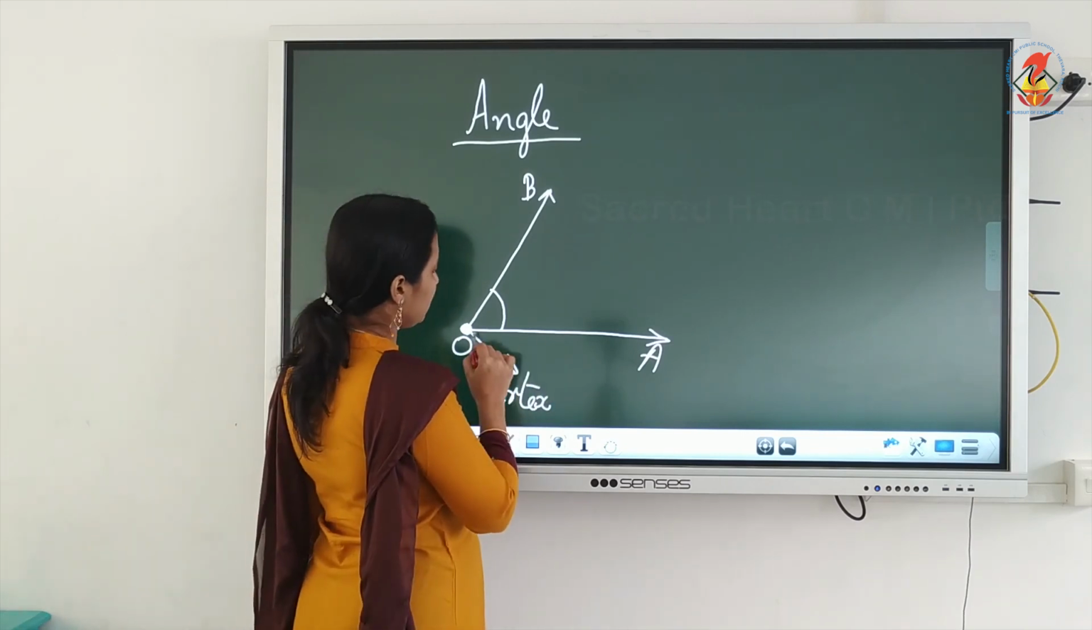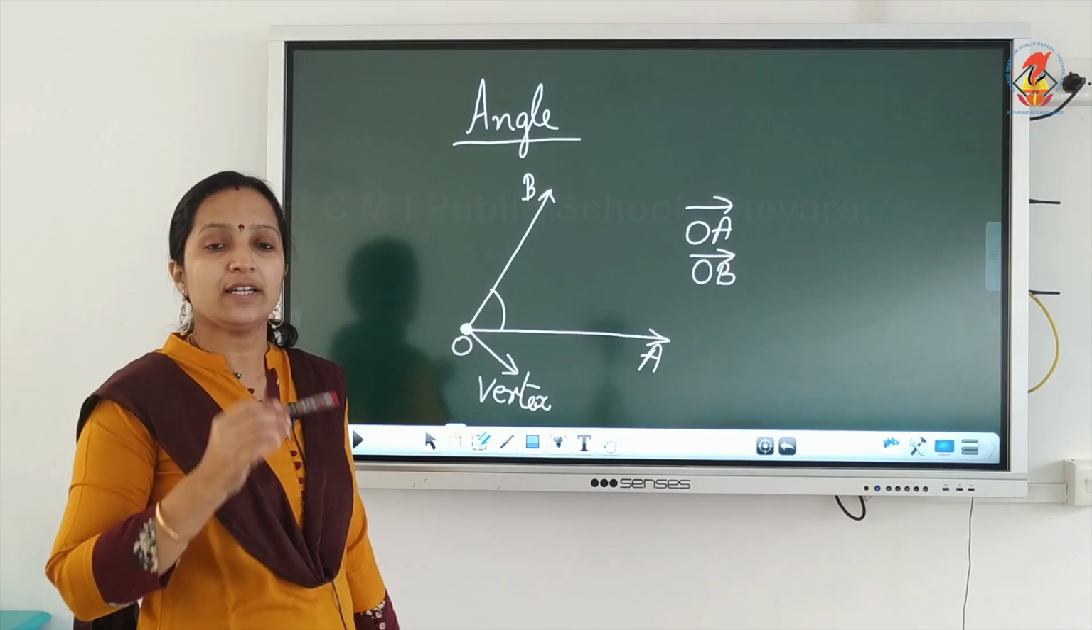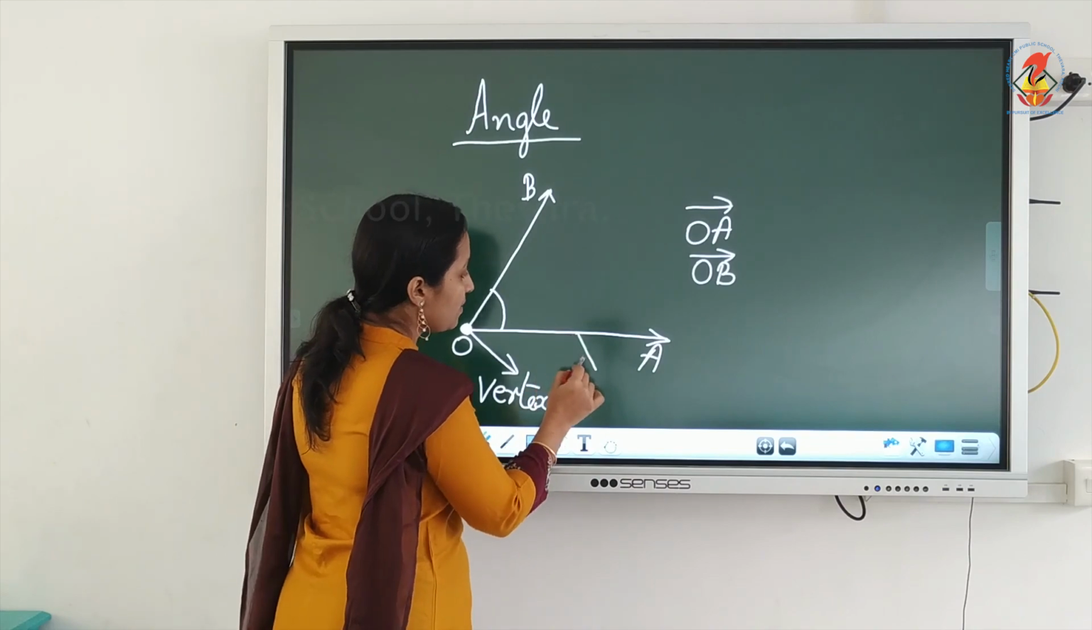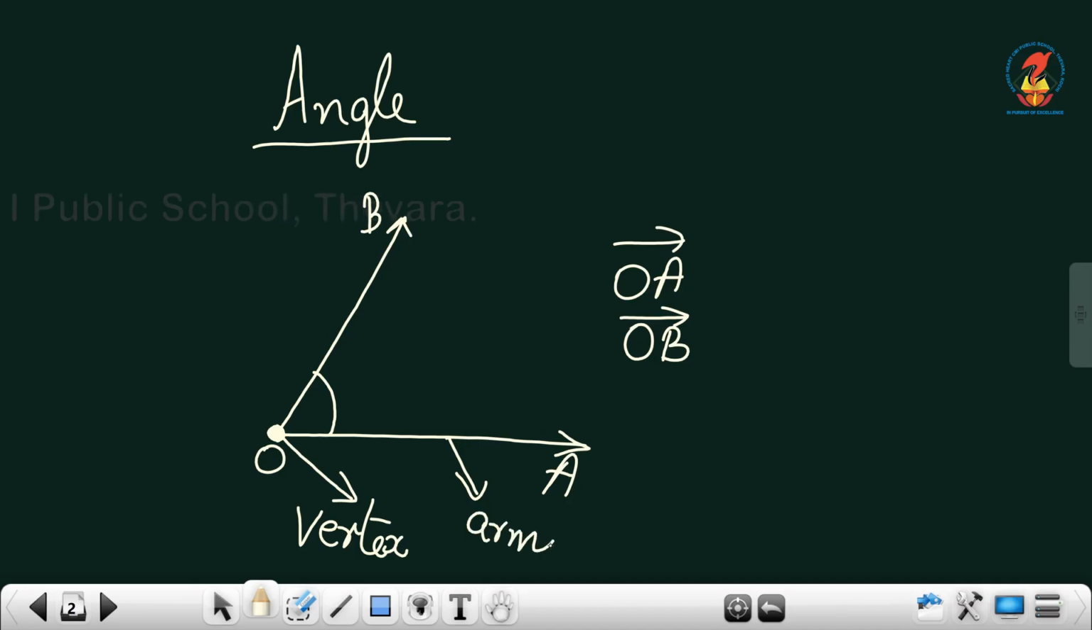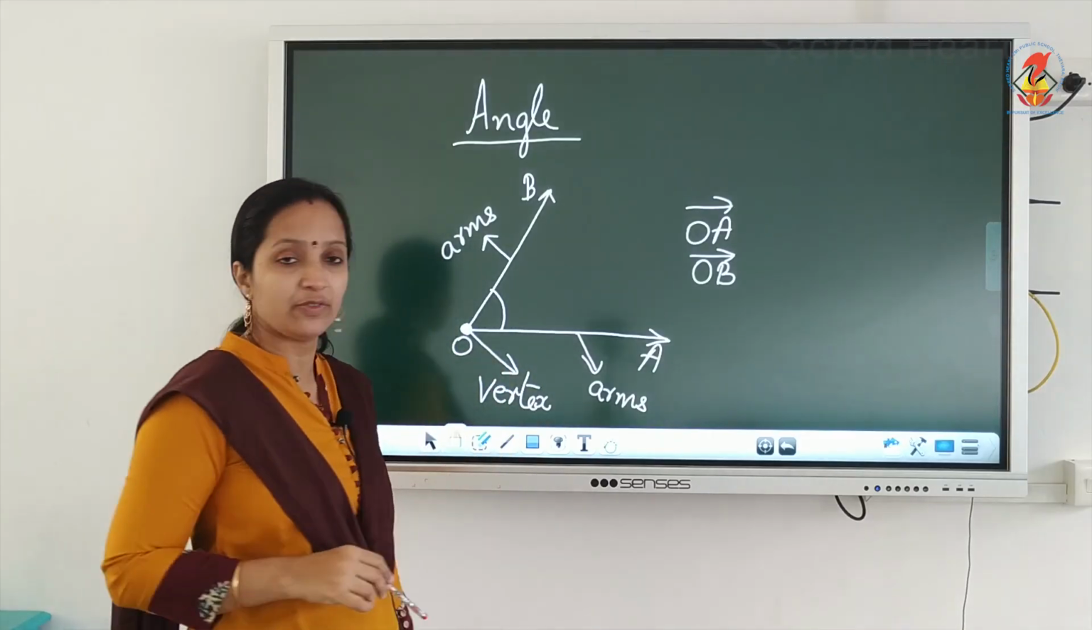And we already learned about rays. OA is a ray and OB is a ray. Ray means it has a starting point and one side is going continuously. So these rays are called arms or sides of the angle. This is one arm, this is one arm. This we already studied. So the common end point is known as the vertex of the angle and the rays are known as arms of the angle.